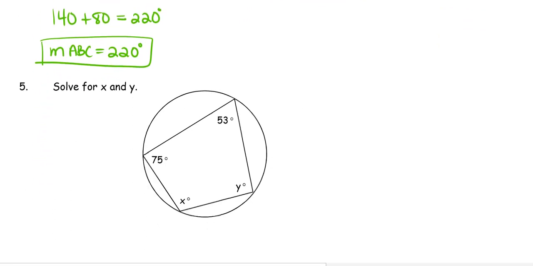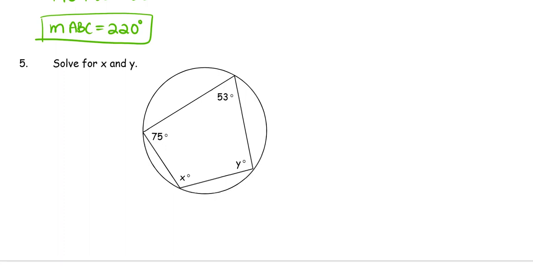Okay, coming up on our last problem for this video. We want to solve for x and y. Now here we do have an inscribed angle. We have a lot of inscribed angles. More specifically, we have an inscribed quadrilateral. Quadrilateral because we have 1, 2, 3, 4 sides. When you have an inscribed quadrilateral, that means that all corners of the quadrilateral are touching the circle.